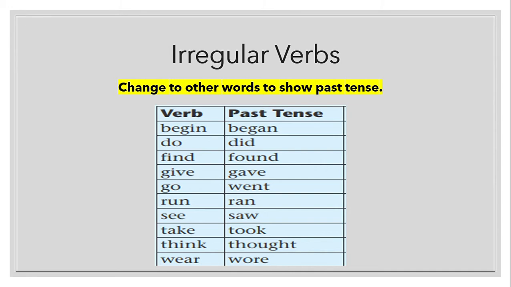begin, began; do, did. See here, the past of do is did. The past of find, found. Give, gave. Go, went. Run, ran. See, saw. So you have no choice but to memorize the table. Take, took. Think, thought. See, the word changed.